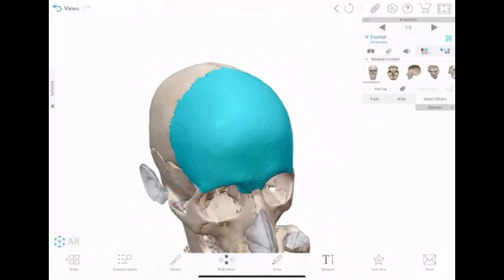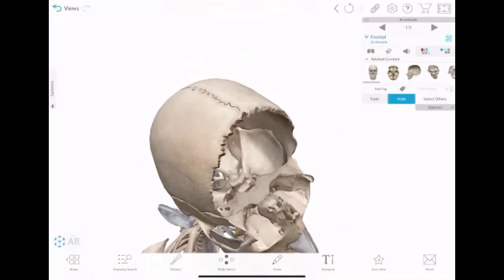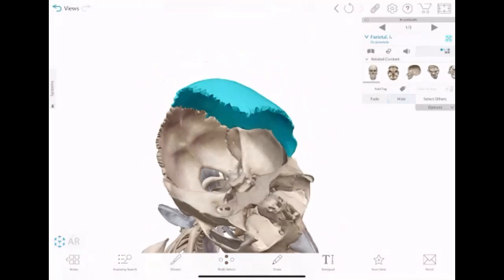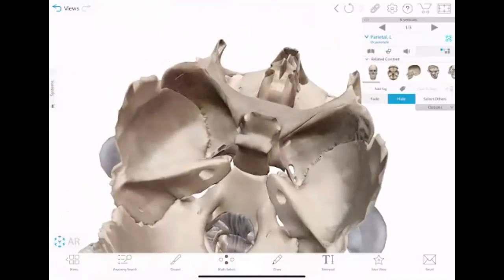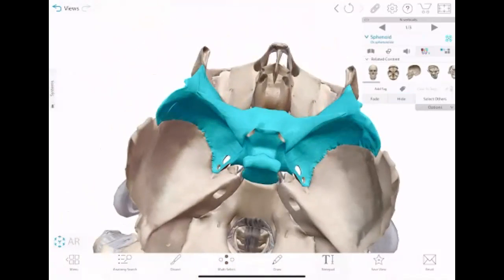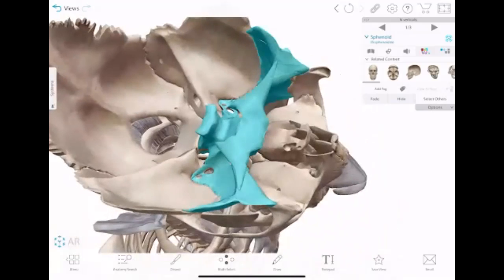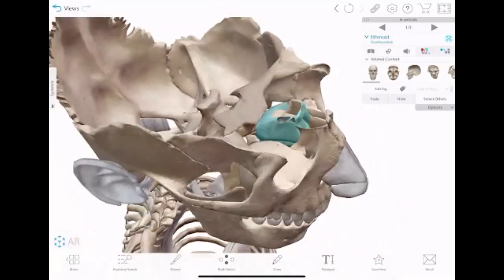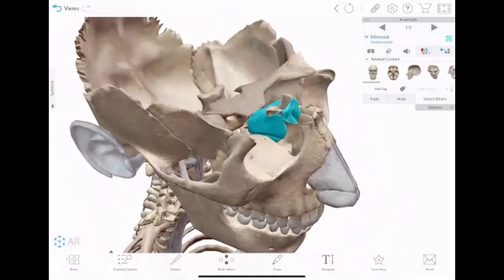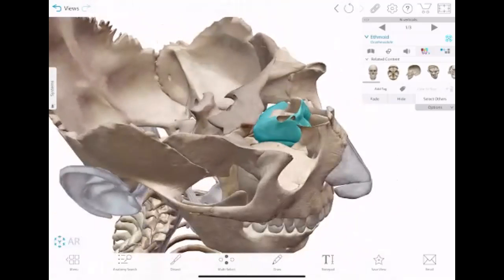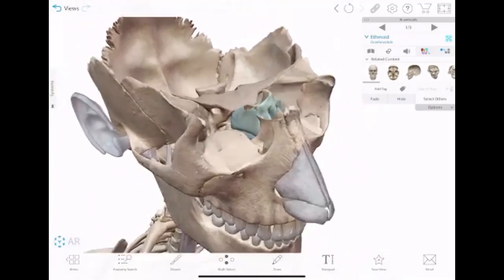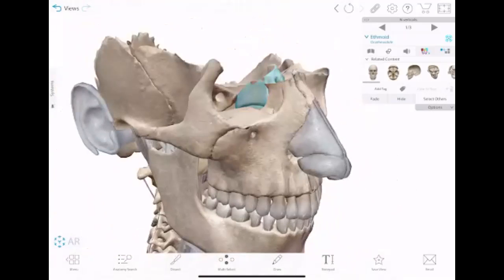And if we remove this, the wing-like, butterfly-like bone is called the sphenoid. That is also unpaired, and here is the ethmoid bone. We'll see every detail of every bone later. So those are the cranial skeleton, the cranium.